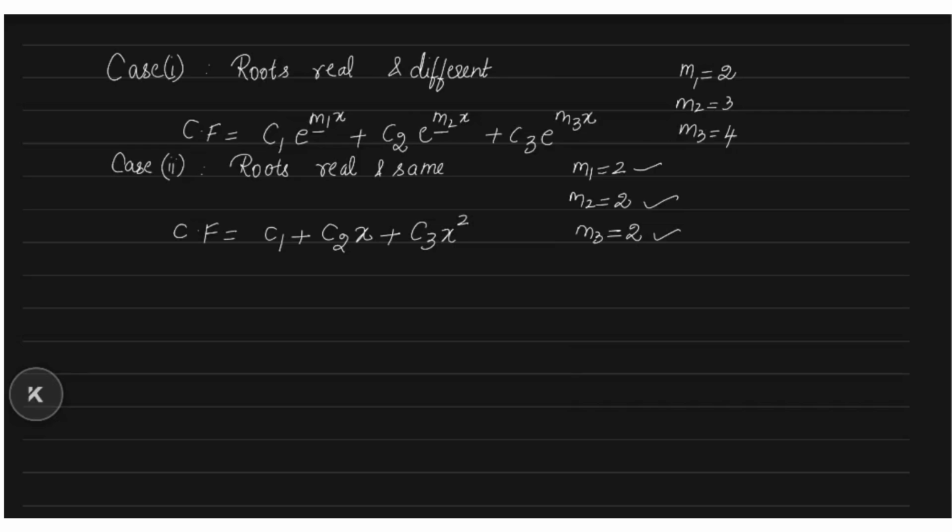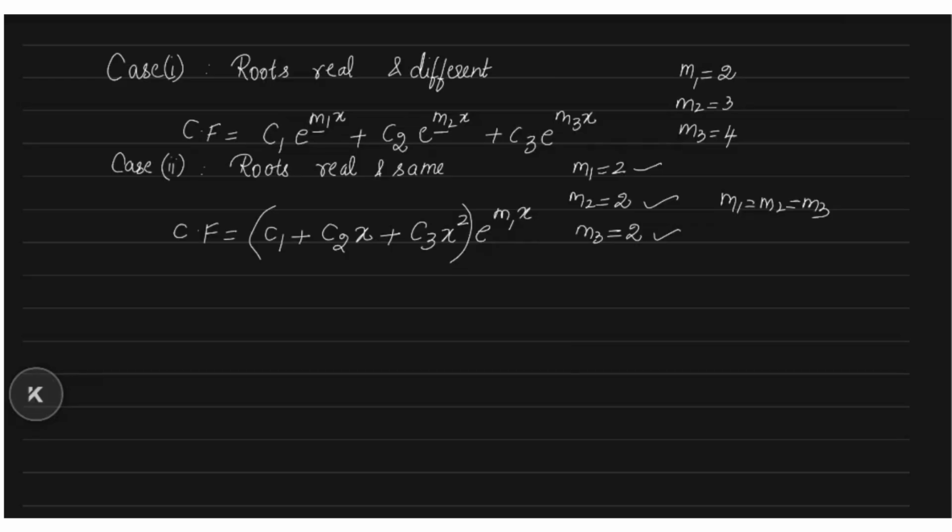The whole thing is multiplied by an exponential after you write the constants. So exponential to the power mx. You can see that m1 is equal to m2 is equal to m3, so for all of them you can use one notation. You can write e power m1x. This is case 2, where roots are real but they are same.